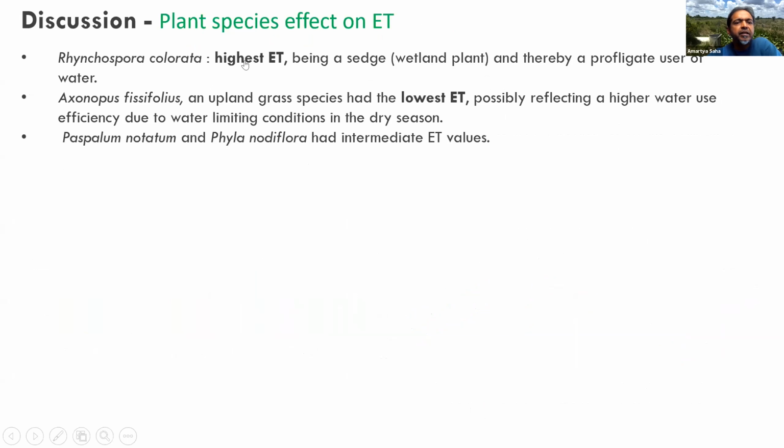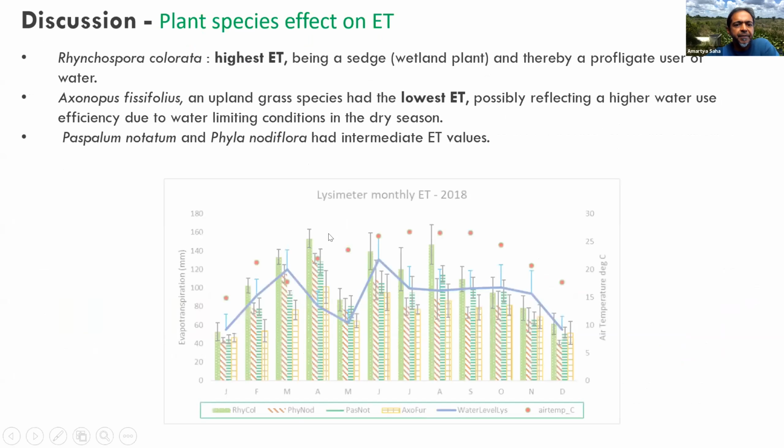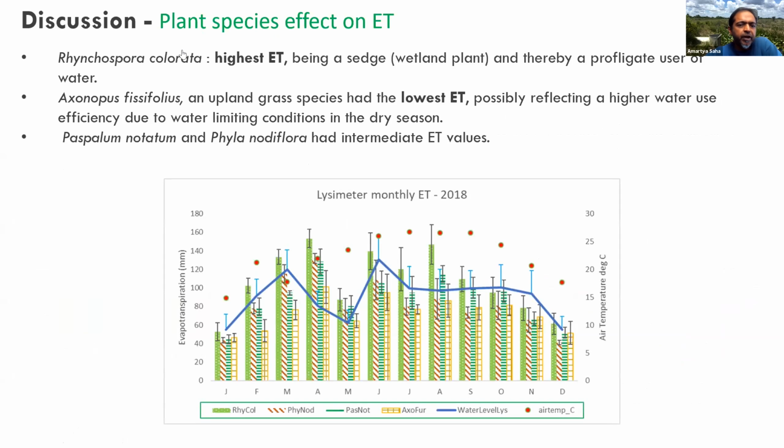So this is the other thing we saw, that the weighing lysimeters were also sensitive to different species effects. For instance, Rhynchospora colorata, the sedge, because it grows in wetland margins, is found to have the highest ET. That's the green bar on the left. So the highest ET was shown by the sedge, and the lowest ET was shown by Axonopus fucifolius, which is the yellow bar on the right.